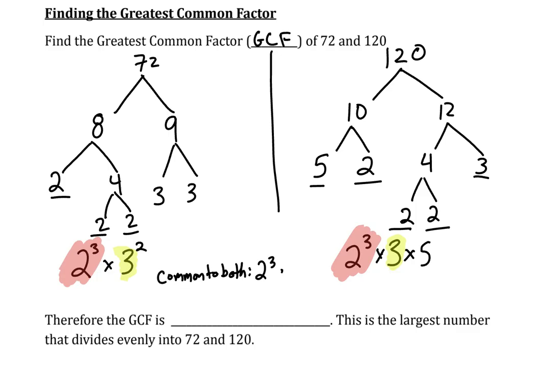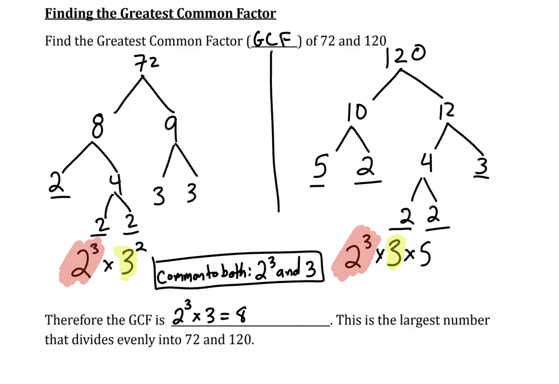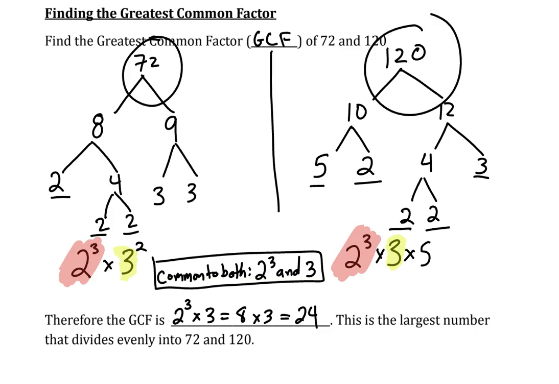Two to the power of 3 and 3. 5 doesn't live in both numbers. There's no 5 there. And 3 to the power of 2 does not live in both numbers. Just 2 to the power of 3 and 3. So therefore, the greatest common factor is going to be 2 to the power of 3, which is 8, times 3. So I'm just going to write that 8 times 3, which is simply 24. So that's the greatest factor that lives in both 72 and 120.